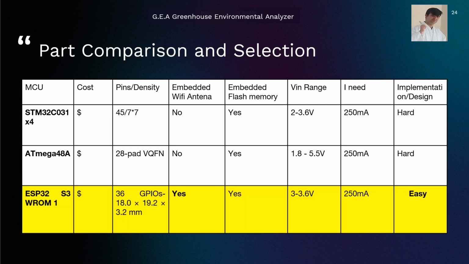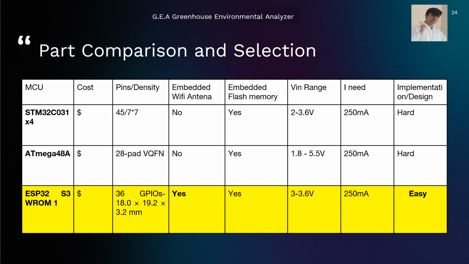Choosing the microcontroller, we chose one that has the embedded Wi-Fi antenna. This was the most important thing to us since we're going to do our application over Wi-Fi. It's going to be connected to a server. It's going to be connected to another microcontroller.